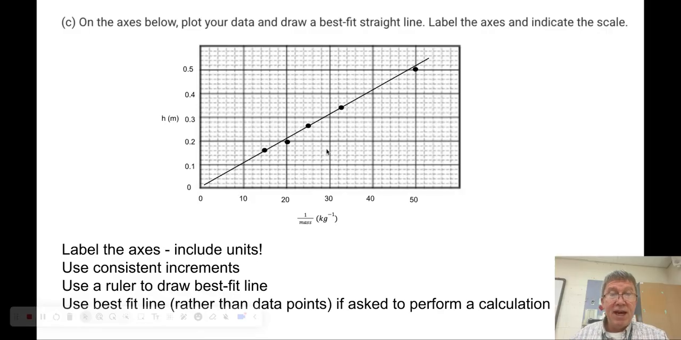Now, they'll often ask you to make a calculation, say, for a height of 0.2 meters. Notice here, this point is below the best fit line. They're looking to make sure you use the line rather than the data point. That is absolutely a look-for on the scoring guideline. Does the student understand that the best fit line is what's supposed to be trusted, not the individual data points, because each individual data point has some unknown error associated with it? And so you draw a best fit line in order to smooth out those errors.